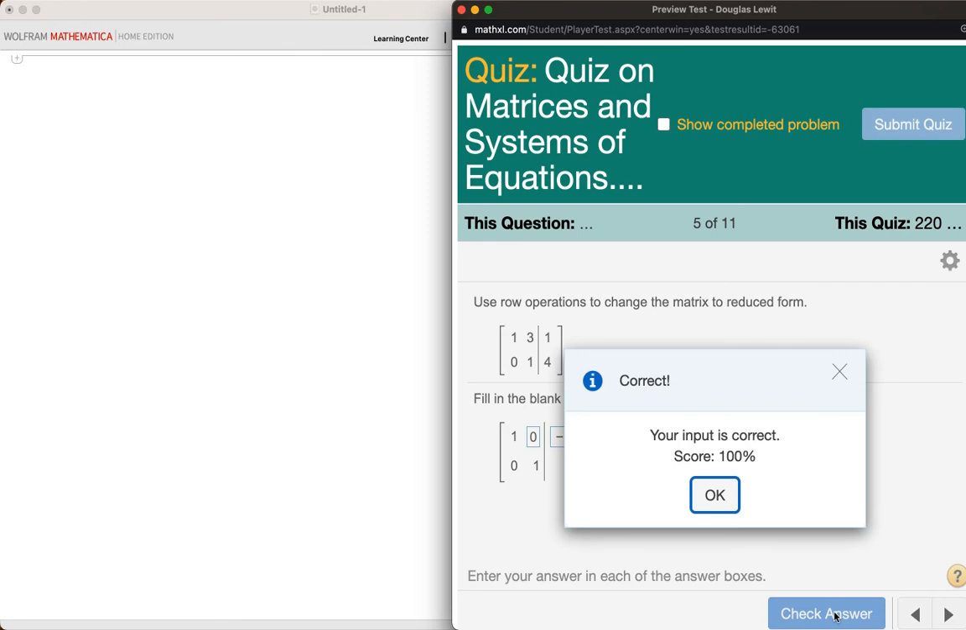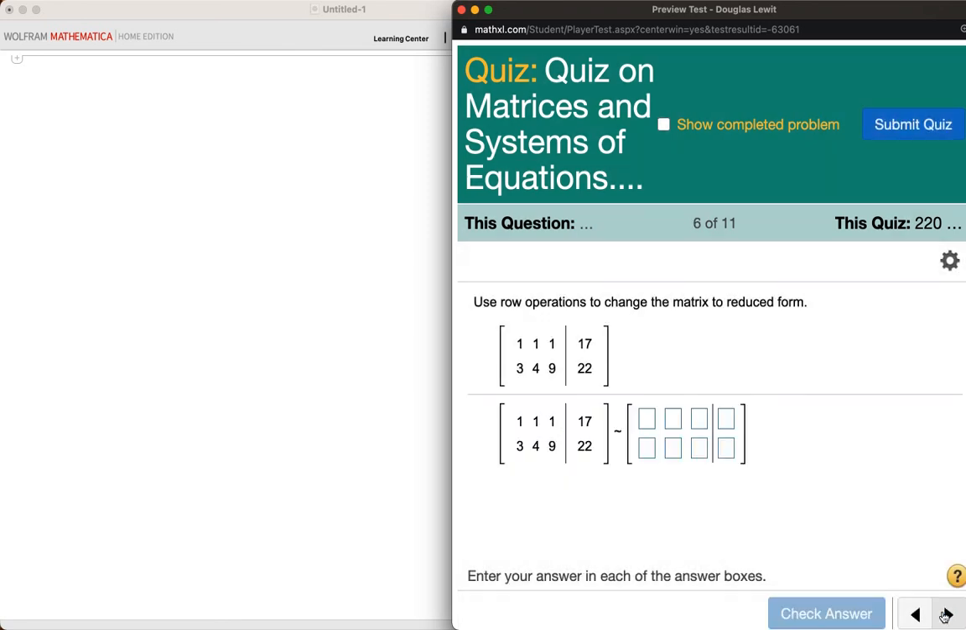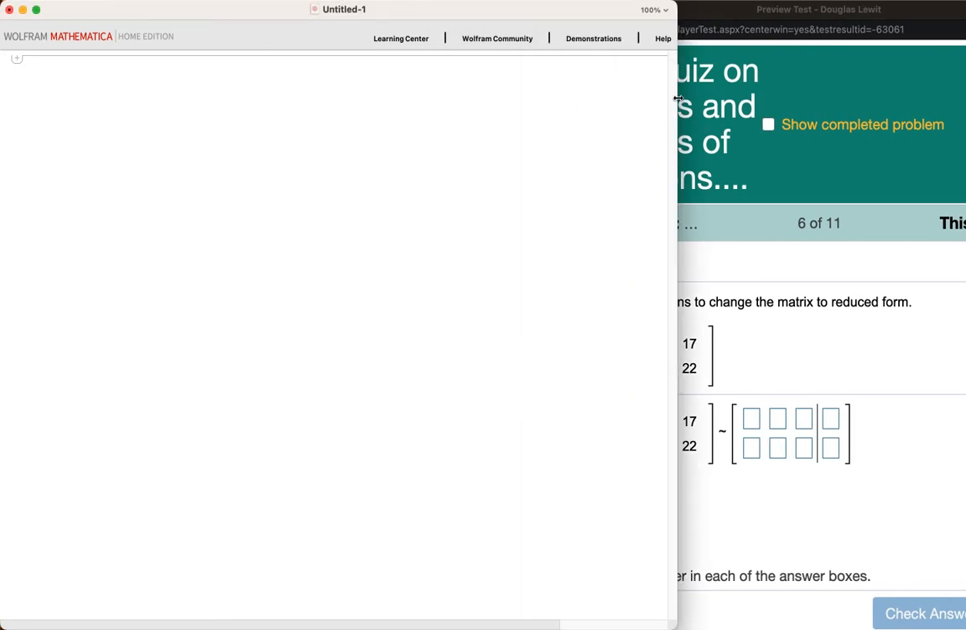Check answer. Your input is correct. Score 100%. Okay. Number 6. Use row operations to change the matrix to reduced form. Now, this is a little bit more complicated, so I'm going to use Mathematica, because this is not quite as simple as the previous problem.